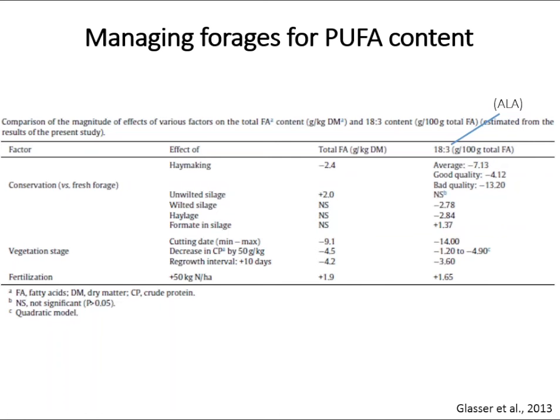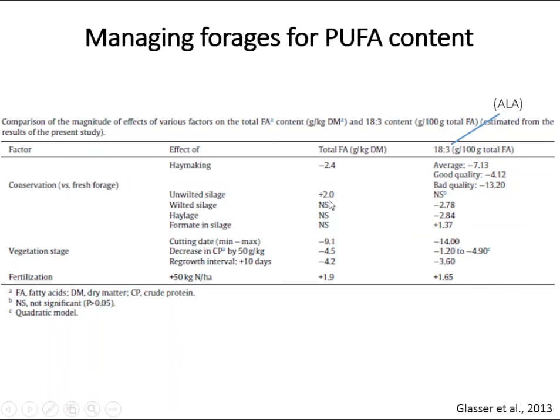So you can see good quality haymaking is a lower reduction in your alpha-linolenic acid content, and bad quality haymaking is a much larger reduction. So it's one of those things where you want to be making good hay anyway, but that's just another effect of your haymaking.